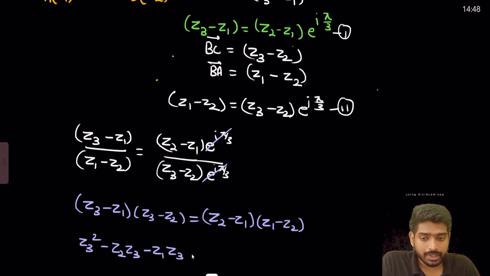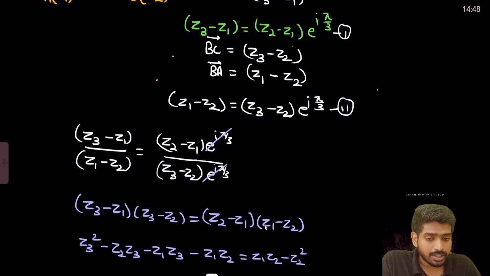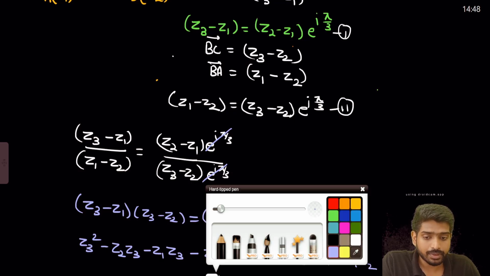Next, Z1 multiplied by Z2 is minus Z1 Z2. And this side will get Z2 into Z1, which is Z1 Z2. Next again, Z2 multiplied by Z2 is minus Z2 square. Z1 multiplied by Z1 is minus Z1 square. And minus Z1 multiplied by minus Z2 is plus Z1 Z2. Got it.